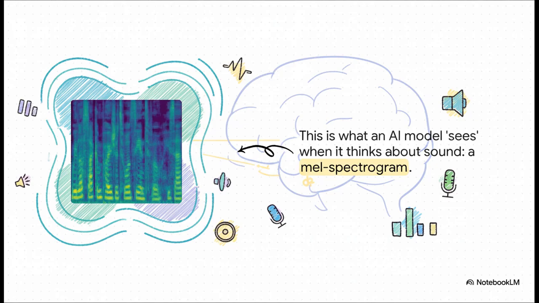To really get what's going on under the hood, you have to realize that an AI doesn't hear sound like we do. Nope, what it sees is this, a MEL spectrogram. Think of it like a visual fingerprint for audio. It maps out all the different frequencies over time. This isn't sound yet, it's the blueprint for the sound.